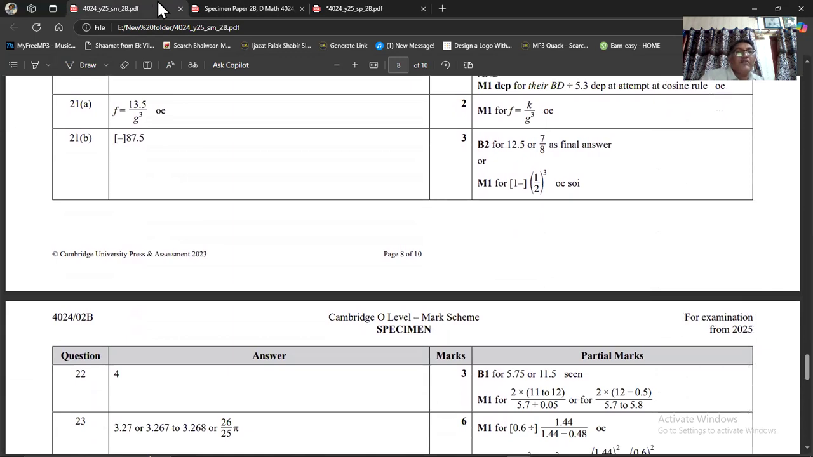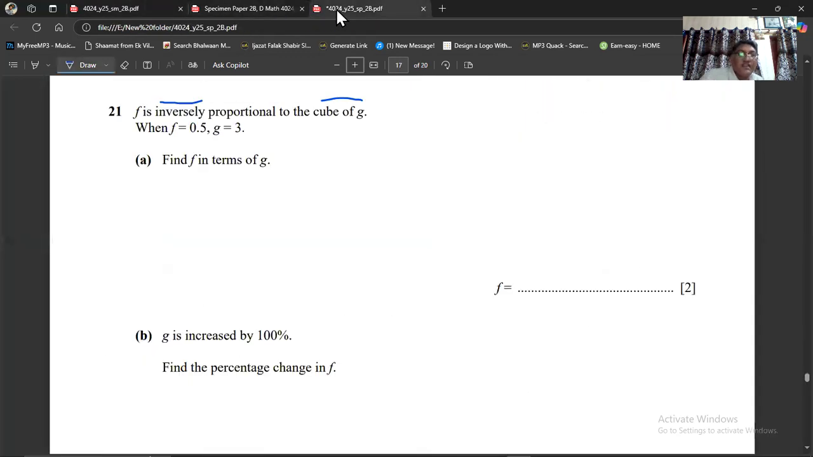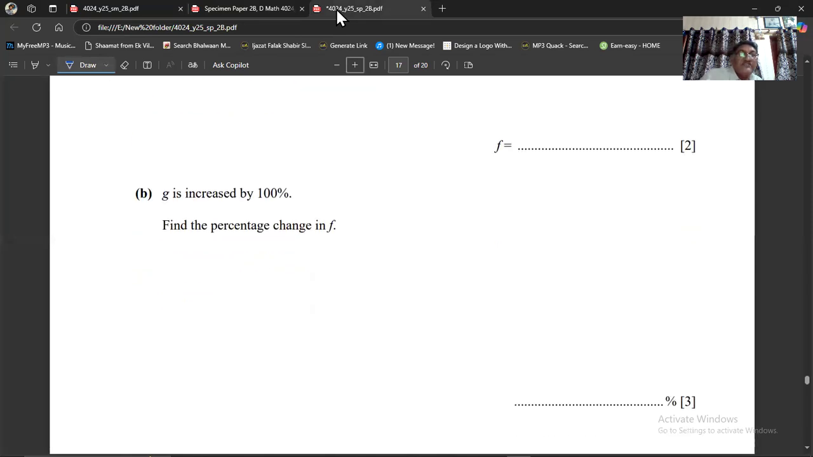Okay, so our answer is right. This is how it is done. Then the question is, G is increased by 100%. When you increase something 100%, it becomes 2 times. For example, if the G value is A, then after a 100% increase, the G value will become 2A.